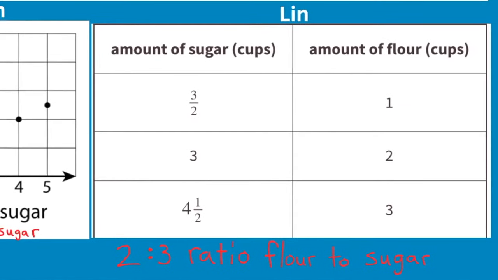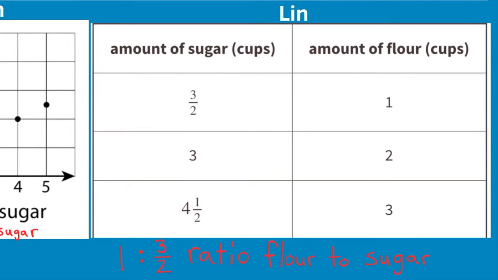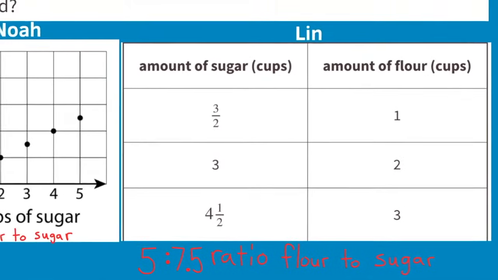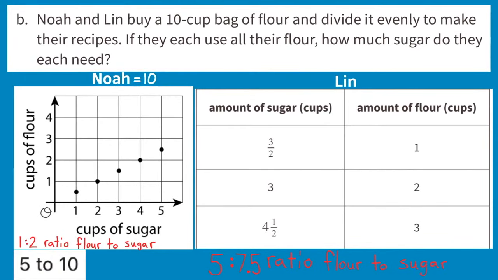Looking at Lynn's table, I've decided to make it a little bit easier by using the ratio of 1 cup of flour to 3 half cups of sugar. 1 cup of flour times 5 is 5 cups of flour, and 3 half cups of sugar times 5 is 15 half cups of sugar. And 15 half cups of sugar is the same as 15 divided by 2, which is 7.5 or 7 5/10. For every 5 cups of flour that Lynn uses, Lynn will use 7.5 cups of sugar. So Noah uses 10 cups of sugar and Lynn uses 7.5 cups of sugar.